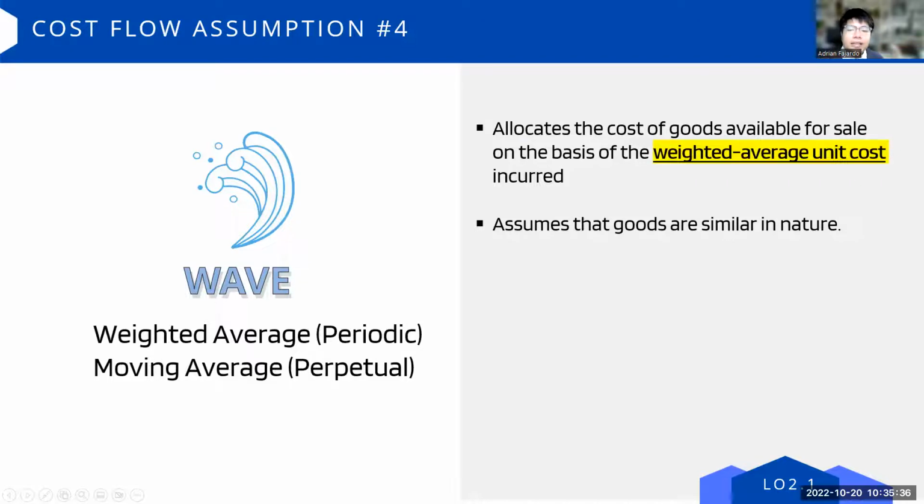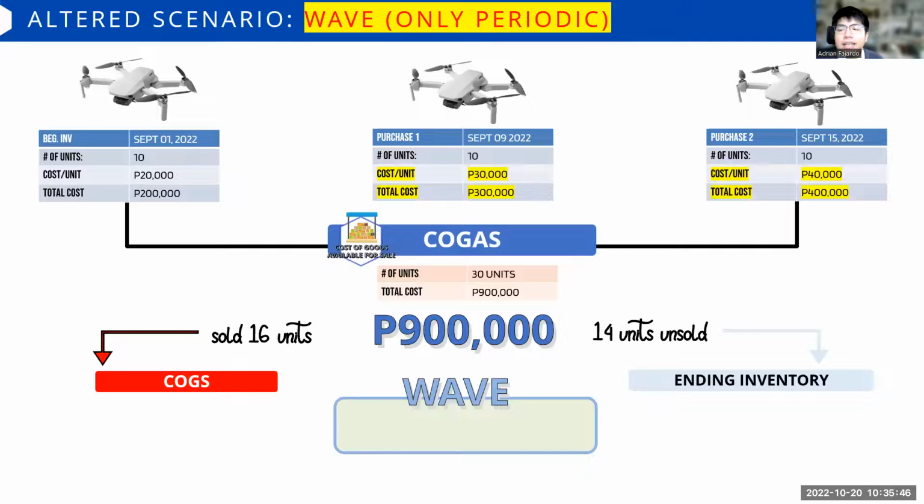So again, kindly take note. Kapag periodic, we call it weighted average method. Kapag moving average, it's perpetual. So this is an example of periodic, right? So this is weighted average na periodic. And it's kind of weird na you assume na it's coming in the first batch or the last batch. Ang gawin na lang natin, let's get a weighted average unit cost.